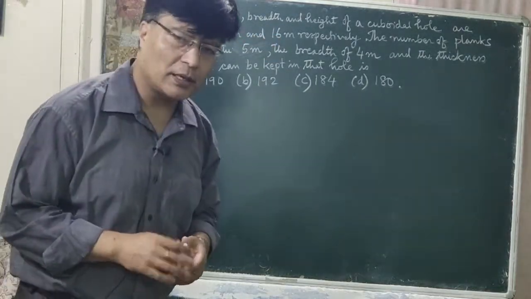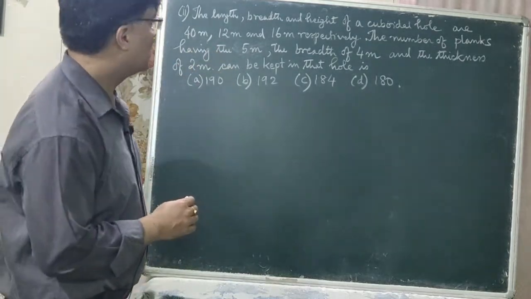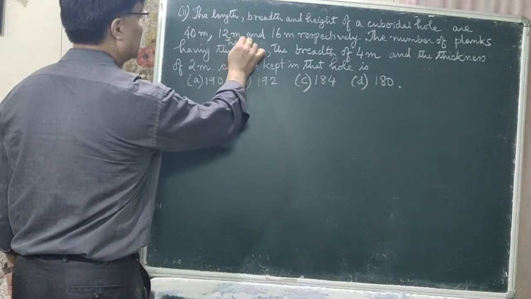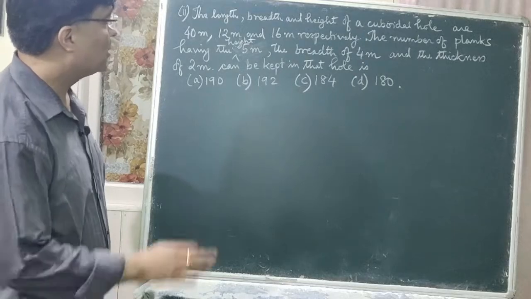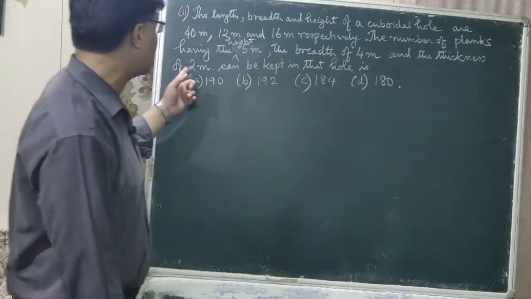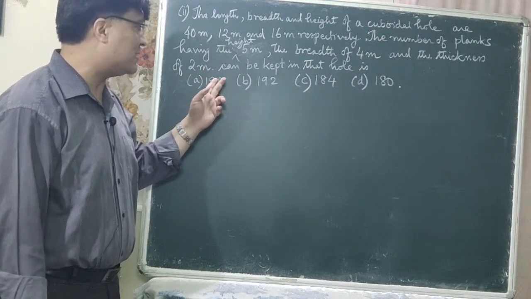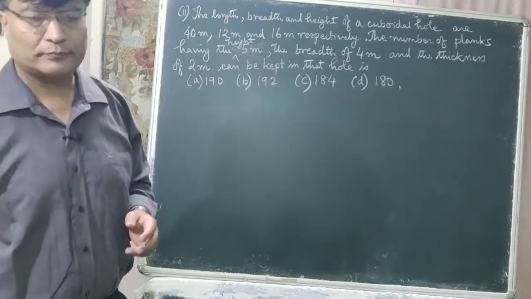Okay. The number of planks having the height 5 meter, the breadth of 4 meter and the thickness 2 meter that can be kept in that hole is: A 190, B 192, C 184 and D 180.